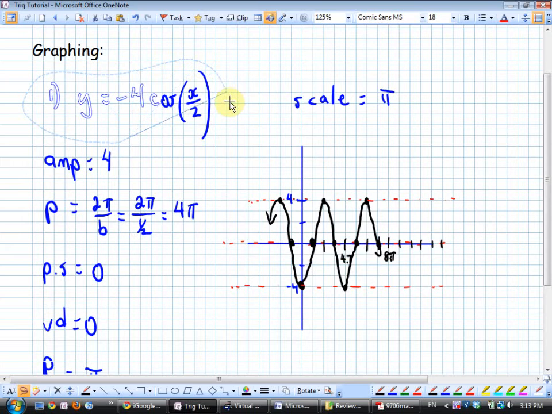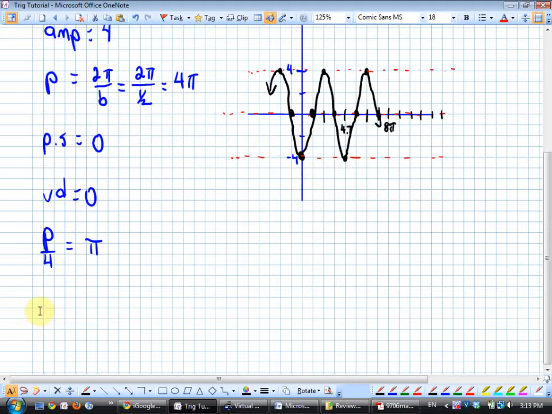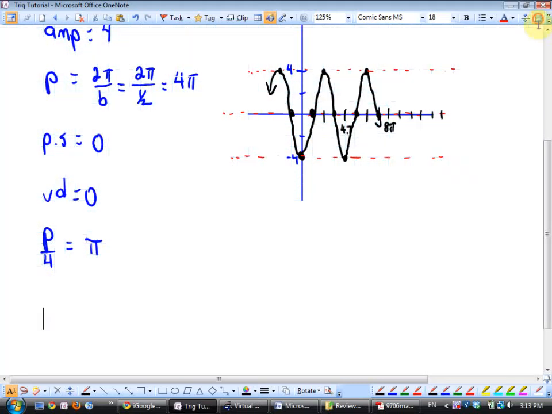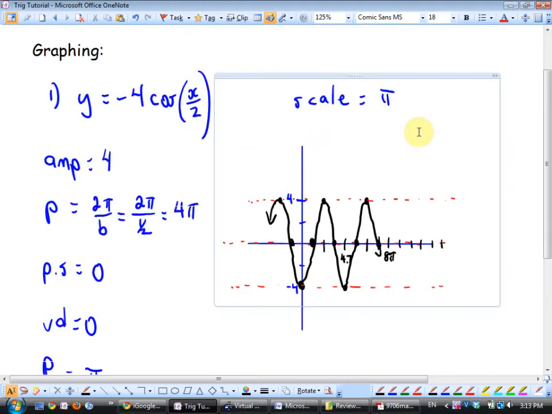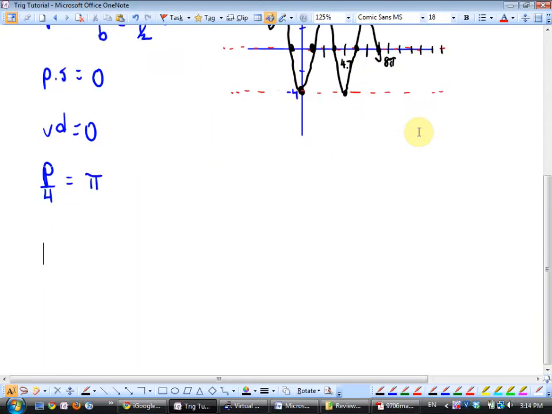There is a simpler way to do this one, only because of the fact that it has no phase shift and no vertical displacement. This was the approach that I also gave you near the beginning of the unit. I said for these ones, because we're not sliding it left, right, or up, down, there was a simple cheat, and that was to just change the scale.